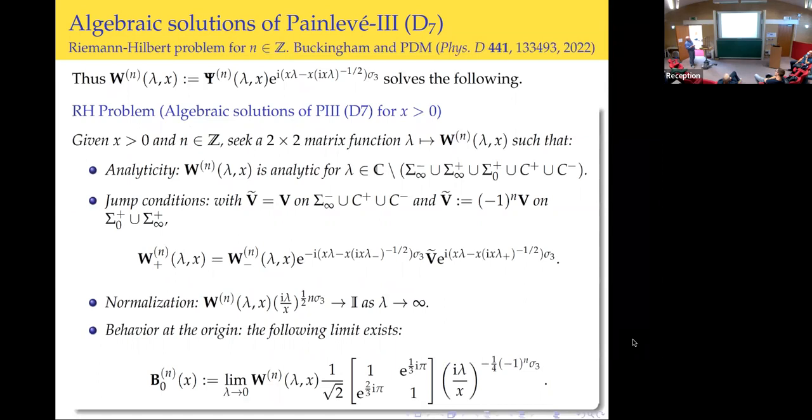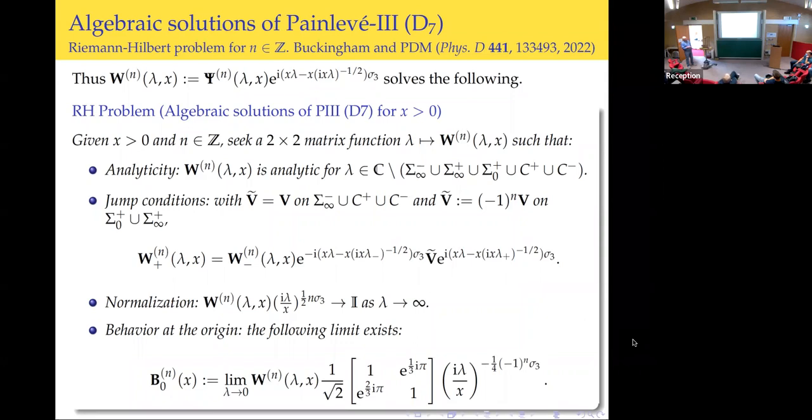So at the end, if you take this psi n matrix now, in general, we have psi n by doing this n times. We peel off an exponential factor and call that W at n. So that solves the following Riemann-Hilbert problem that characterizes the algebraic solutions. So, okay, we're looking for a 2x2 matrix function of lambda that's called Wn, with the properties that it's analytic away from that jump contour in the figure.